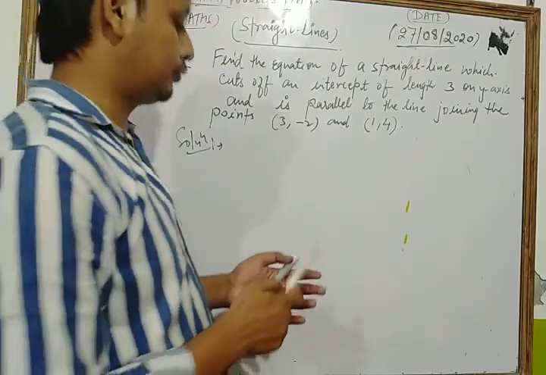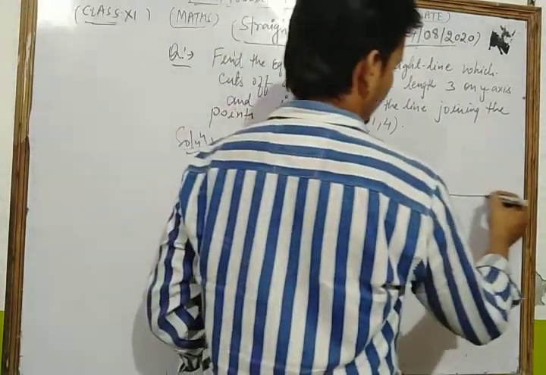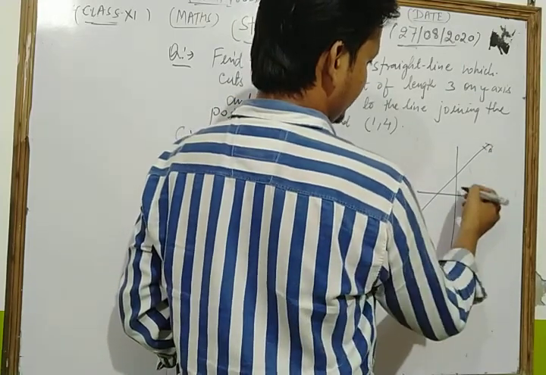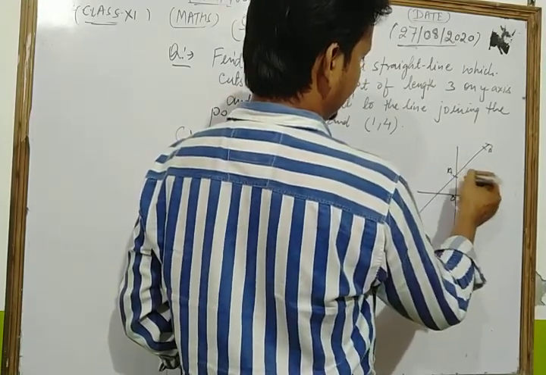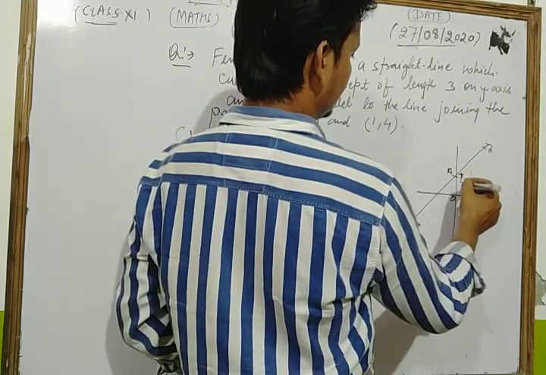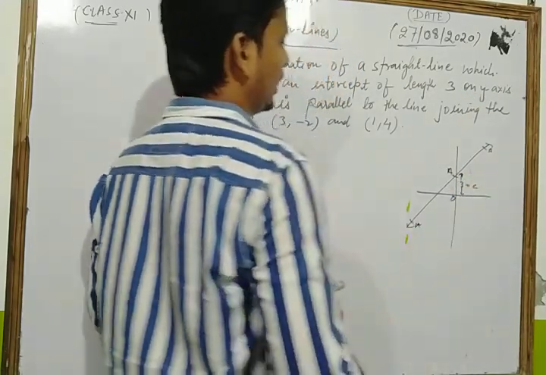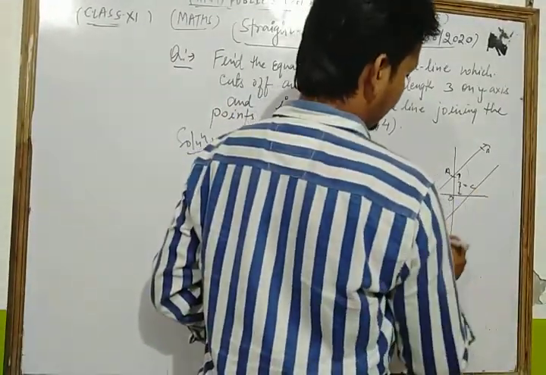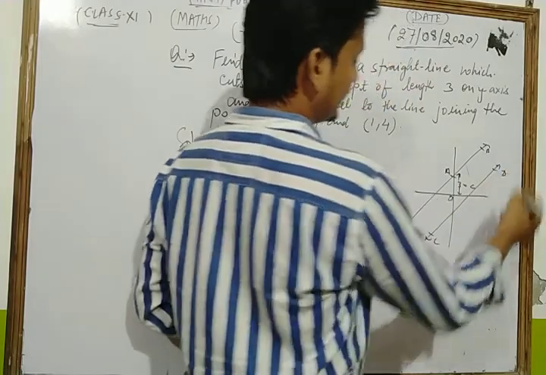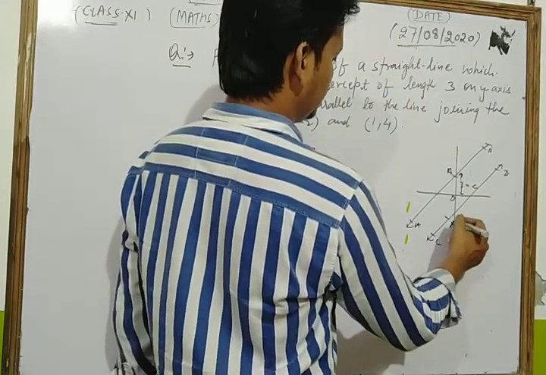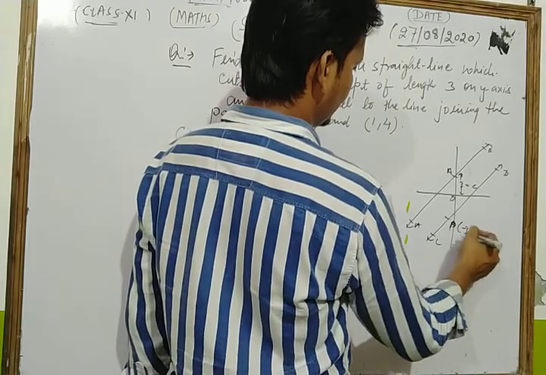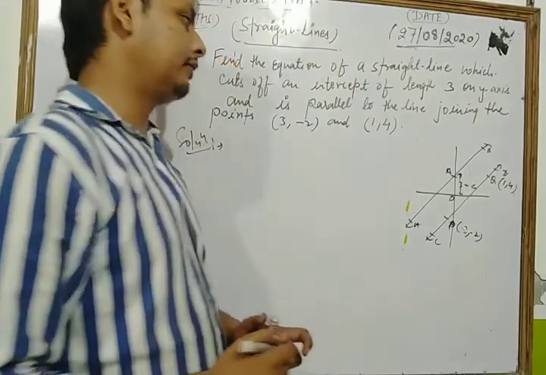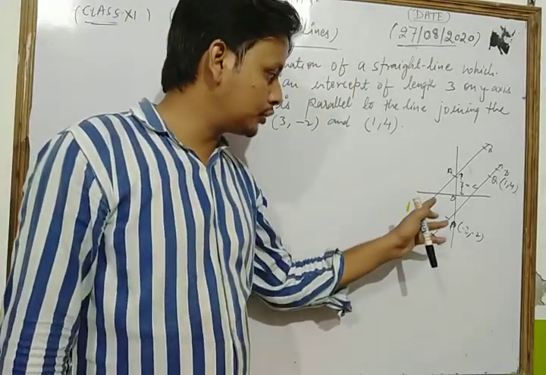Now dear student, here we find the equation of the line. Suppose this is our required line AB, that is O, and this is A, and here the y-intercept is given as 3. This is the value of c, and the line is parallel to the line joining the points. Suppose this line CD is parallel to another line passing through two points P and Q. P is (3, -2) and Q is (1, 4). Okay, we find the equation of that line AB.